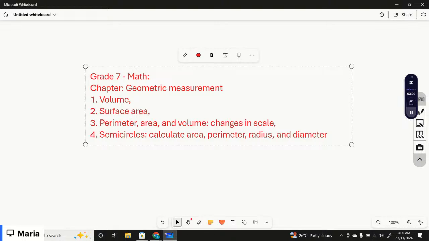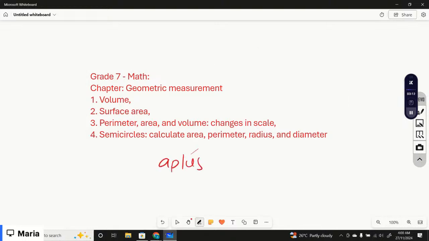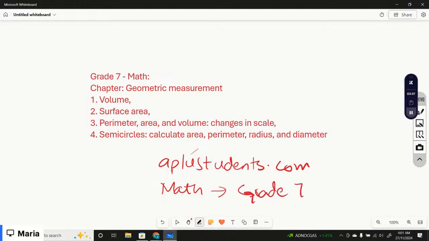You can find all the lessons on aplusstudents.com. You have to log in there using your email address and password as provided by the administrator. Then you have to select math from the subject tab. Scroll down to grade 7 math and then click on view all lessons. There you can find the list of the chapters.